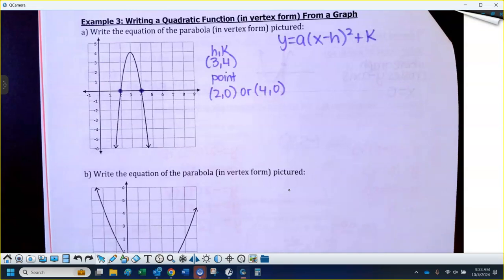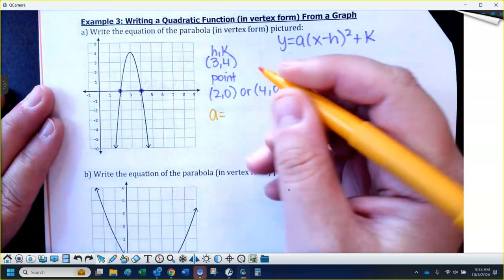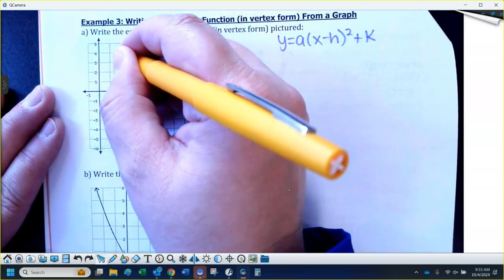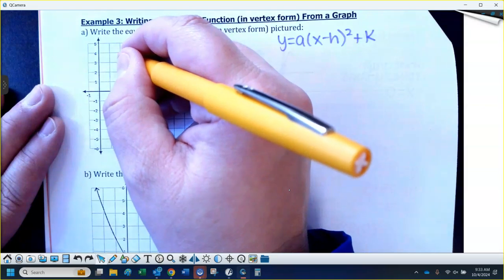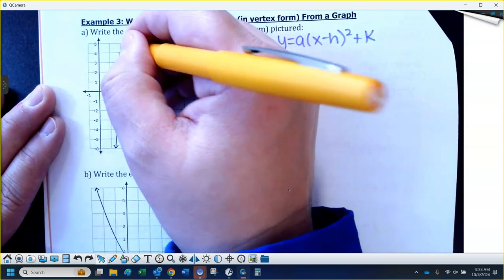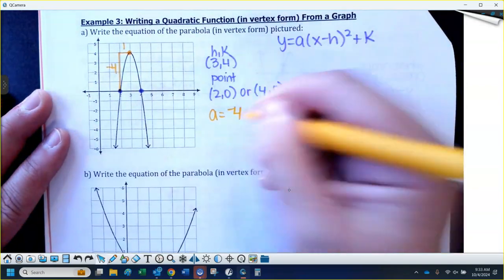Okay, now I'm going to ask you a question. Can anybody tell me the a value by looking at the graph? It's -4. Okay, definitely. Now, you might not be able to tell. If you have a picture of a graph, if you go over 1 and then go to the next point here, this is over 1 down 4, that will be your a value.